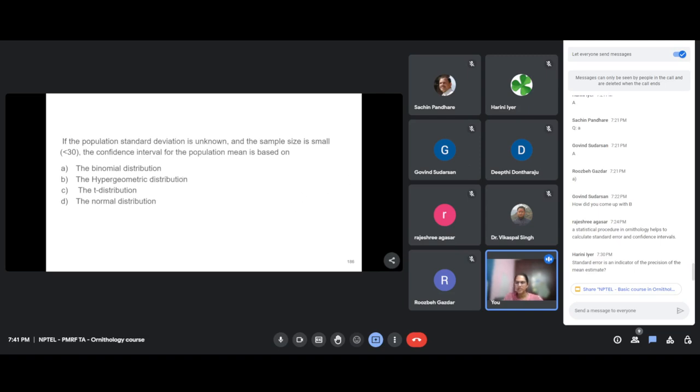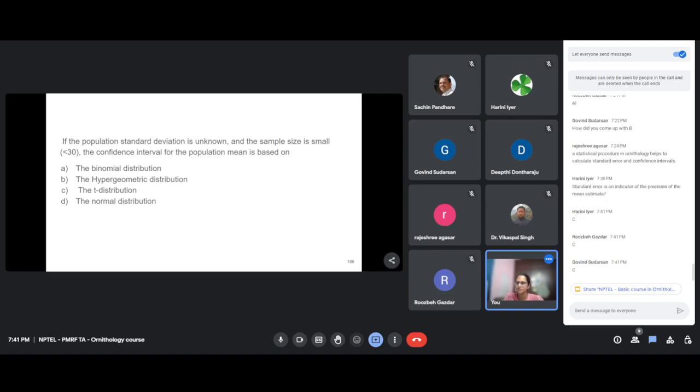Yeah, this is also pretty technical. If the population standard deviation is unknown and the sample size is small, less than 30, the confidence interval for the population mean is based on... okay, so the answer is actually C, that is correct. It is based on the T distribution.